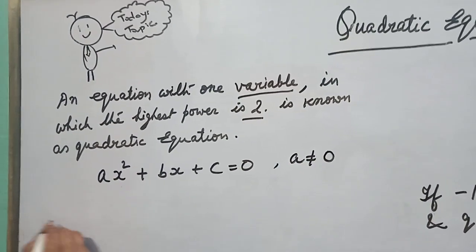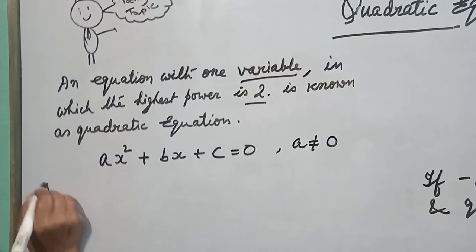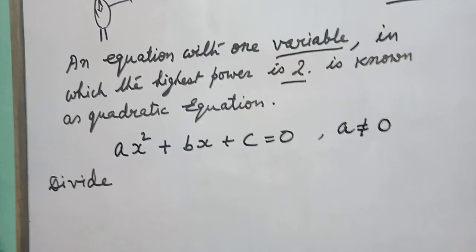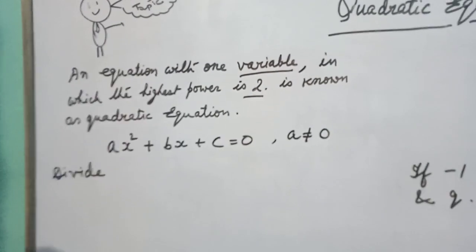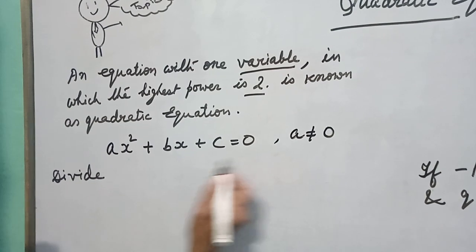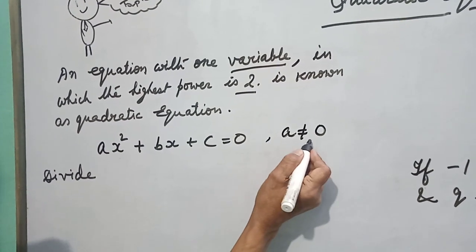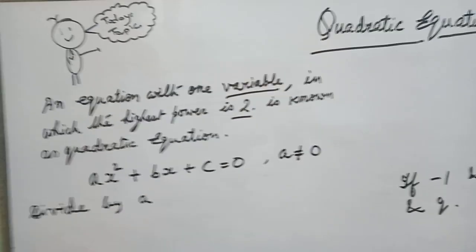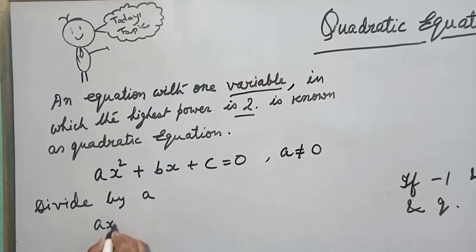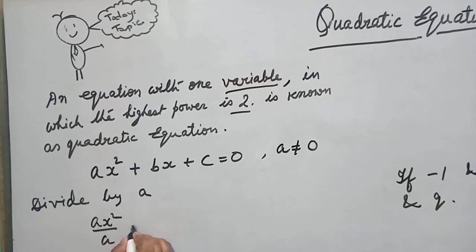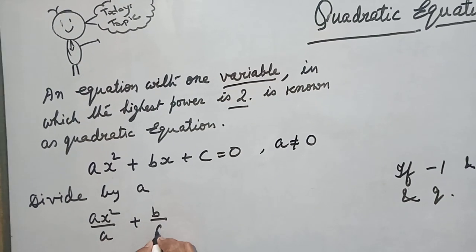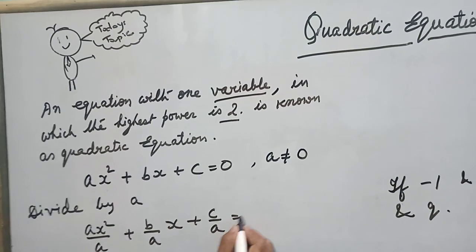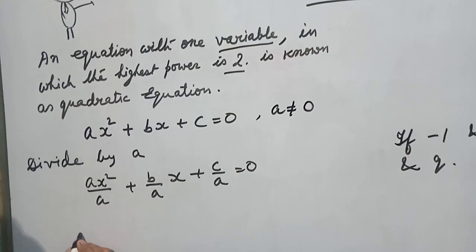Now, if we divide a by a, you know division by 0 cannot be done, so it is very necessary to write that it should be divided by a and a is not equal to 0. Divide the whole equation by a. So this is ax square by a plus b by a into x plus c by a is equal to 0.